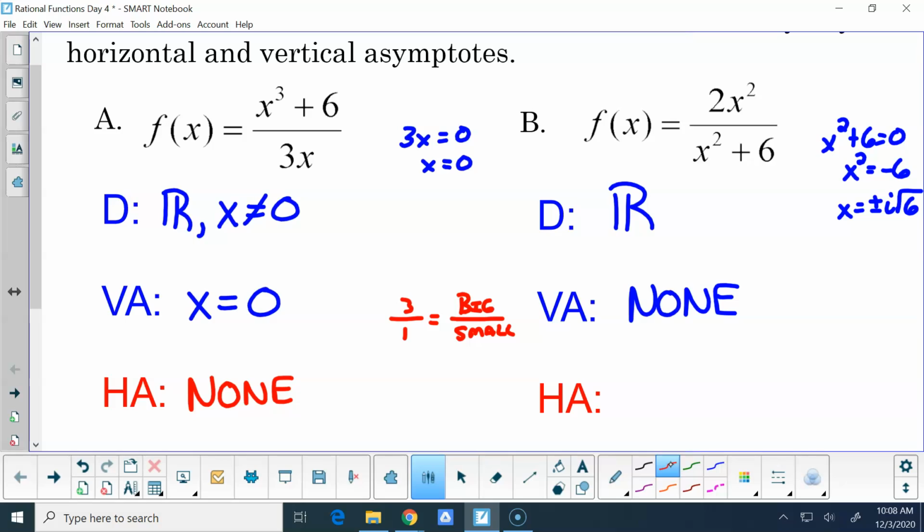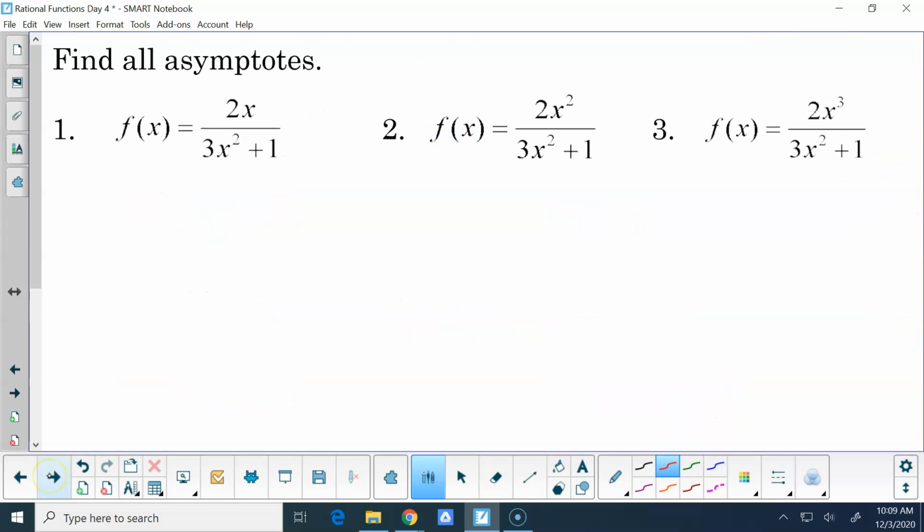Compare degrees. I got a 2 on the top, a 2 on the bottom. That's going to be the same. Okay. So if it's the same, then it's the lead coefficients. So that's going to be y equals 2 over 1, or just y equals 2. For that. Yes? Online folks, good. Thumbs up. Awesome sauce.